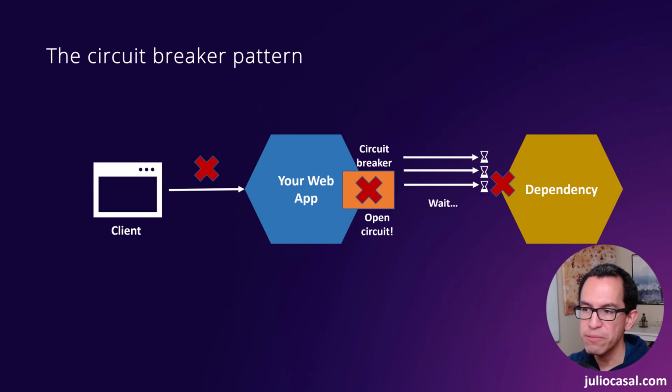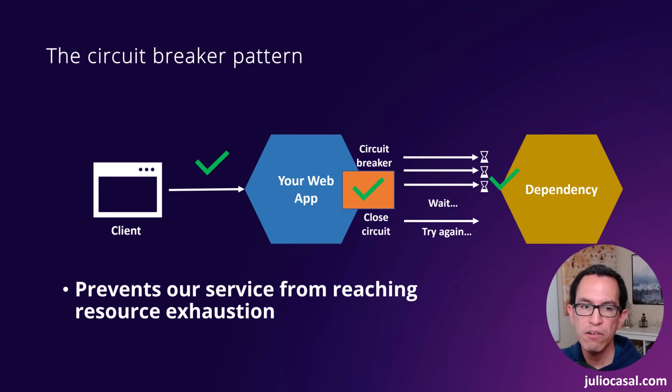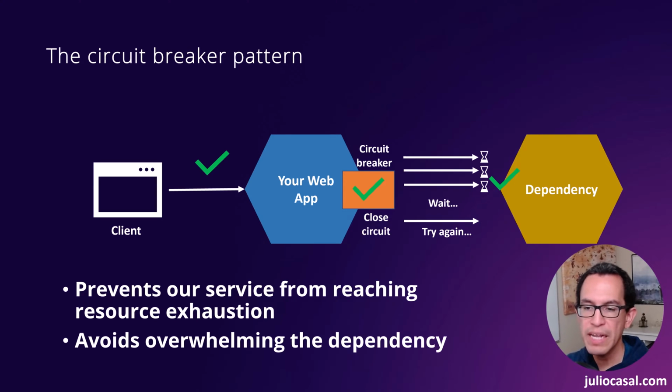So the idea is that we're just going to be waiting for some time, and then eventually, hopefully, the dependency is going to recover. If we try again, we're going to be probing. So we probe in there and say, okay, is this working now? So yeah, it is working. Okay, so we close the circuit, right? And that means that the responses can now nicely go back into our client. Right? So that's the idea of the circuit breaker pattern. It prevents our service from reaching resource exhaustion, and at the same time, it avoids overwhelming that dependency, right?